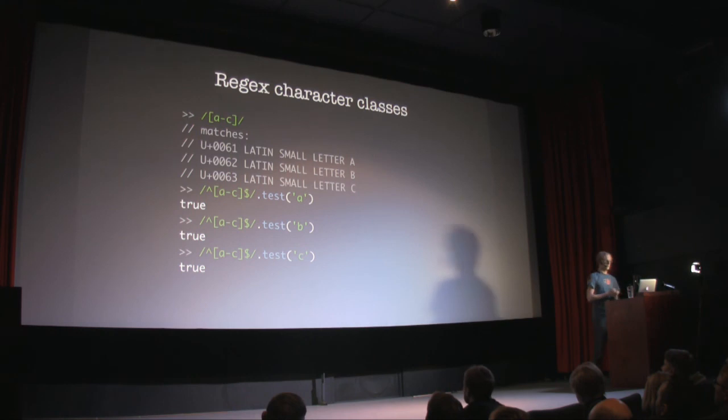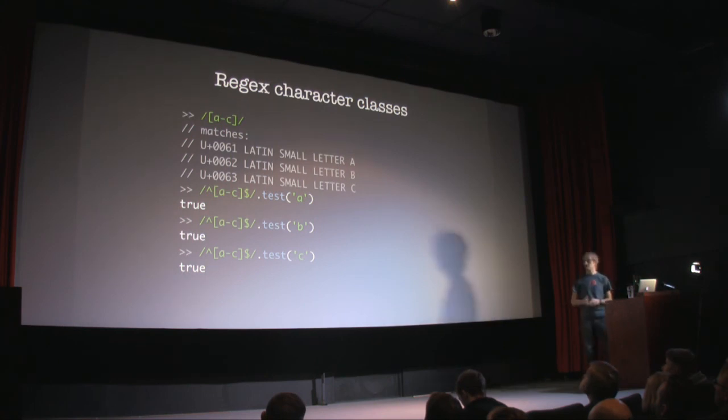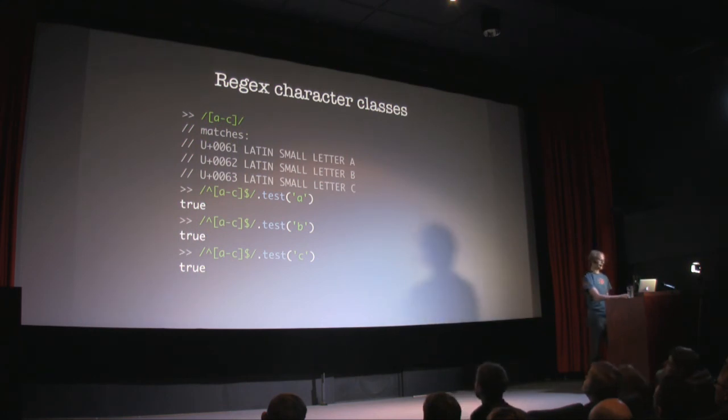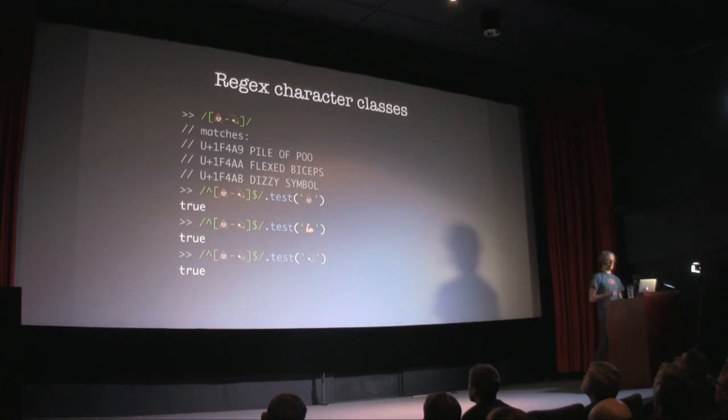Here's another example. As you probably know, in regular expression character classes, you can use ranges. In this case, for example, we create a range from the lowercase letter a to lowercase letter c. So that would match A, B, and C, right? Yeah, this makes a lot of sense. So similarly, you might expect this regular expression to match the pile of poo, the flexed biceps, and the dizzy symbol. But unfortunately, it doesn't really work that way.